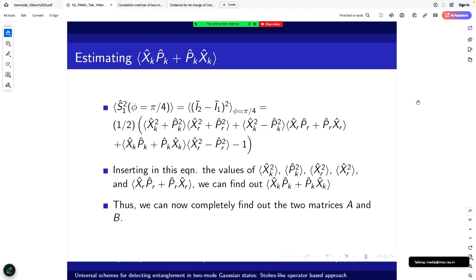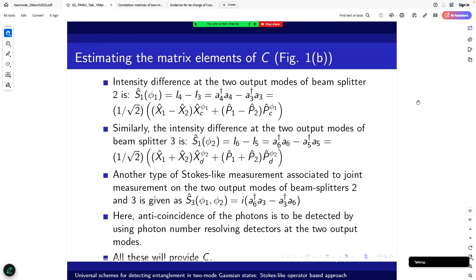Okay. So, what is it that we have done? We have figured out the single mode covariance matrix, the entire thing, as well as the local mean values. So, if you have this matrix A, C, C transpose, B, you know A and B completely, using just the interferometry, nothing more. Now, the question is how to figure out the elements of C. We have figured out elements of A and B, but not elements of C. Okay.